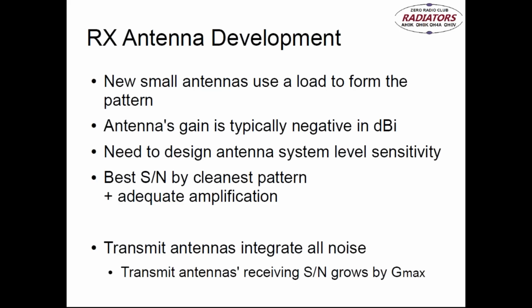Then we can receive, but to optimize the best signal to noise ratio, we get it from the cleanest pattern, of course, but we also need adequate amplification. We need enough average gain to perform really well with our receiving antenna. Transmit antennas integrate all noise and are limited only by maximum gain increasing. They don't have lossy elements, but these new antennas with resistors or whatever loads they are using make the pattern by other means.